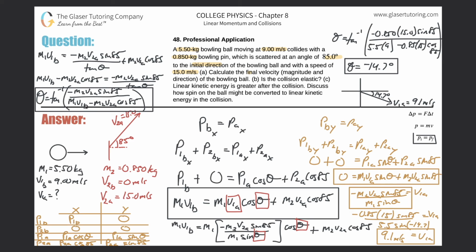So for letter B, the answer is no, it is not, since there's no conservation of kinetic energy. Letter C says linear kinetic energy is greater after the collision. So there you go, and that's exactly what we just found. Discuss how spin on the ball might be converted to linear kinetic energy in the collision. So basically, as the ball rotates, it has a certain rotational energy to it. And then as it hits the pin, that rotational energy, the rotation of the ball, grips the pin, so to speak, and it's translated into linear energy.